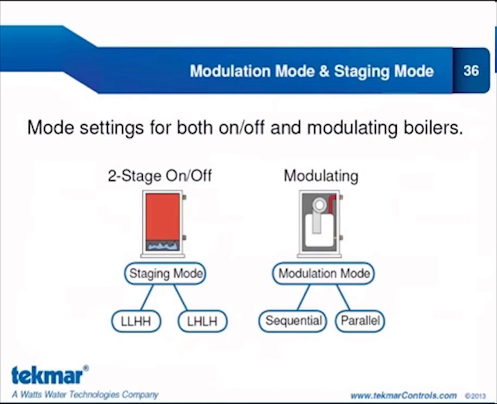Likewise, if you have more than one condensing modulating boiler, you select a modulation mode for that group of boilers. And if you have more than one non-condensing modulating boiler, you select a modulation mode for that group of boilers. These groups should have different settings. It is critical if we want to achieve maximum efficiency.